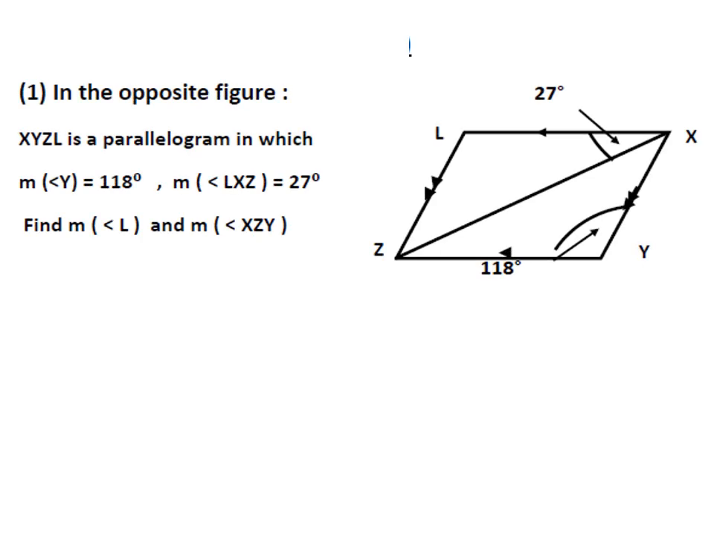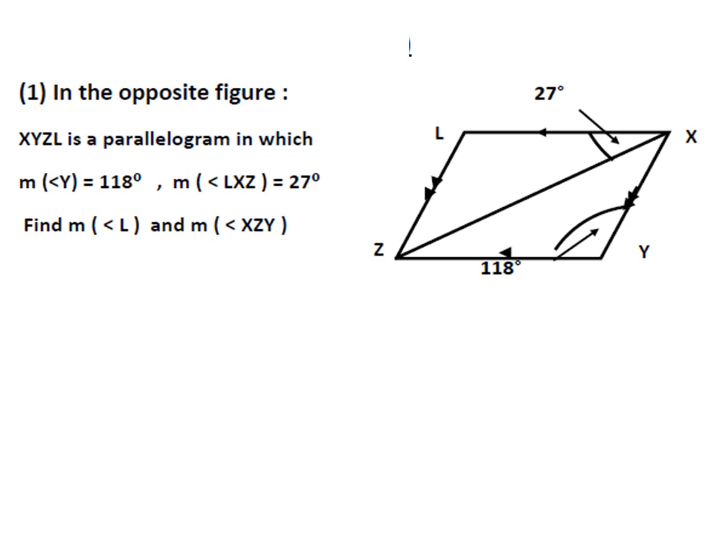And now we have another example. XYZL is a parallelogram in which measure of angle Y equals 118 degrees. Measure of angle LXZ equals 27 degrees. Find measure of angle L and measure of angle XZY.